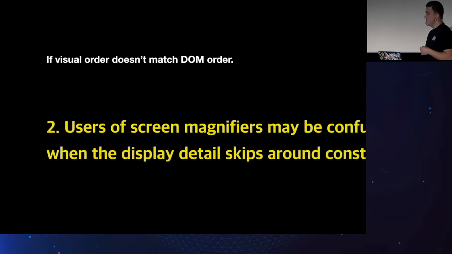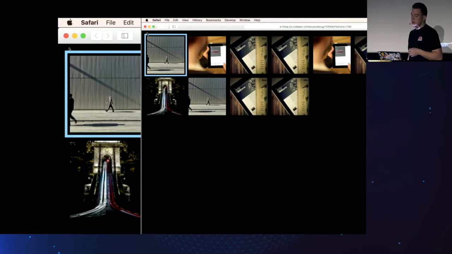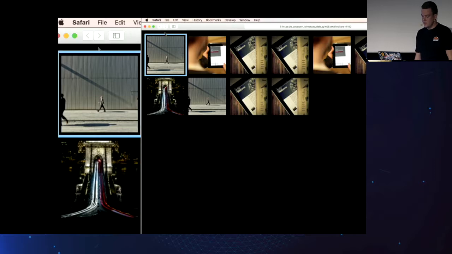Another one is that users of screen magnifiers might be confused if the zoomed in, the enhanced part of the screen skips around a lot. Here's an example. So I'm using here the built-in screen magnifier on macOS. You can see on the left-hand side of the screen is the zoomed-in part of the screen. And I'm now using the tab key to browse this gallery. And what you can see now is that you don't see anything.